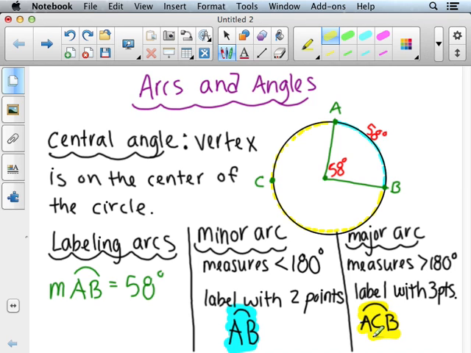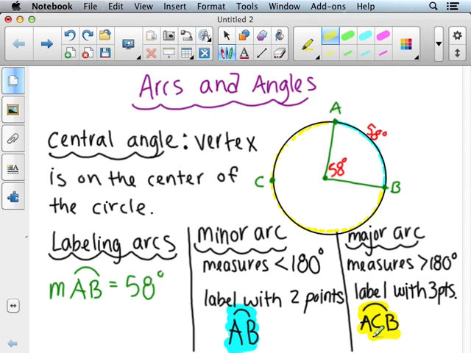And notice the order that I put them in. We go from A to C to B. If I talk about A, B, C, I'm talking about a different arc. You have to pay attention to the order that they're written in. So we've got central angle, that's our angle we have here. We've got labeling arcs, minor arc and a major arc. So I said minor arc measures less than 180 degrees and a major arc measures more than 180 degrees.